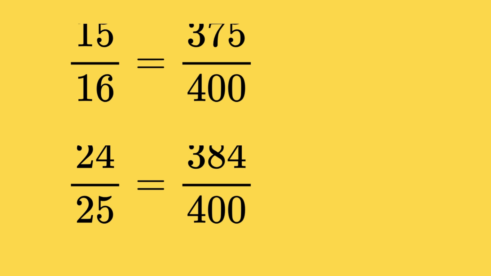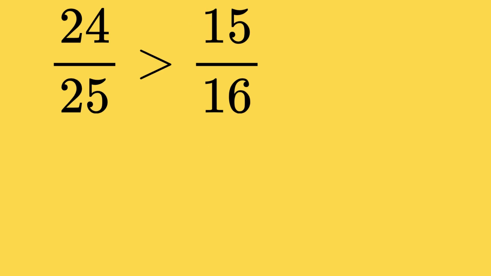Similarly, for 24 by 25, 25 has to be multiplied by 16 to get 400. Therefore, 24 also has to be multiplied by 16 to get 384. Thus, we can see that 24 by 25 is greater than 15 by 16.